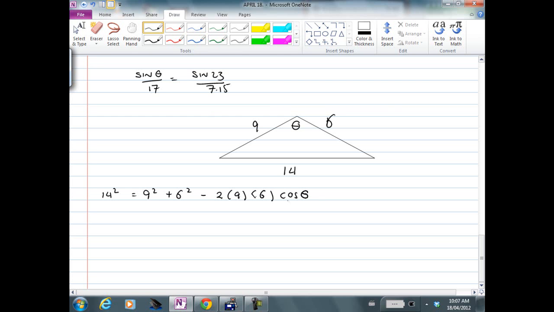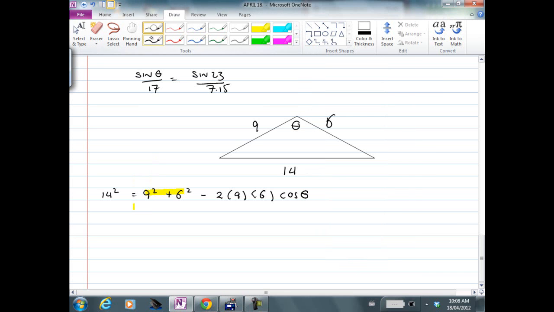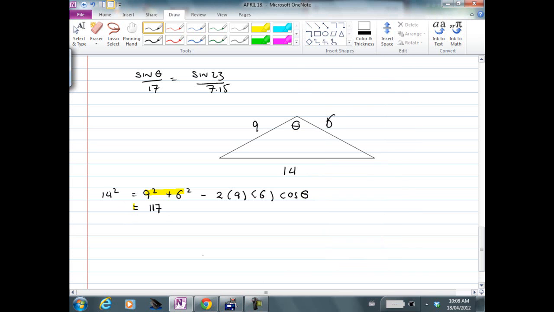And I always like to do it in pieces. I'm going to go 9 squared plus 6 squared first. Keep it simple. So, let's go 9 squared plus 6 squared. That's 117. So this side, I have 117. I'm going to go 14 squared now. That's 196. Okay. Minus 2 times 9 times 6.